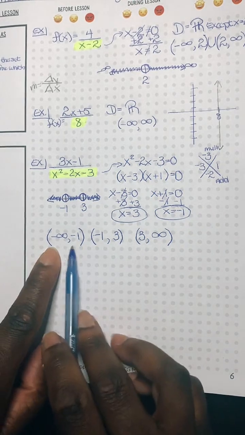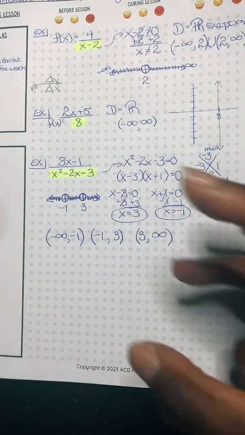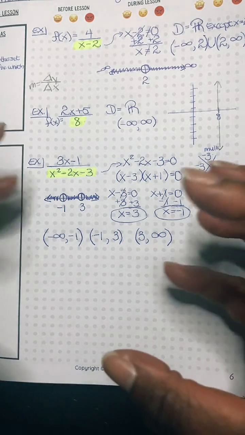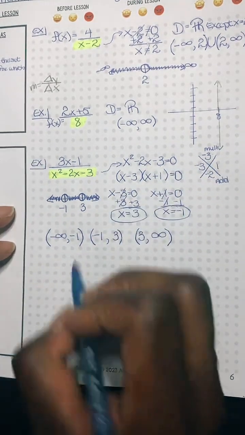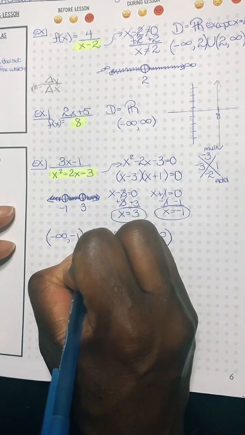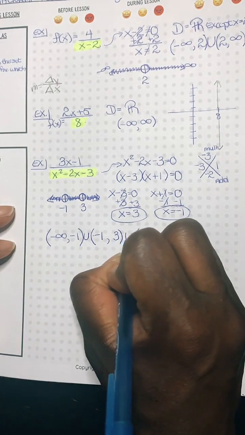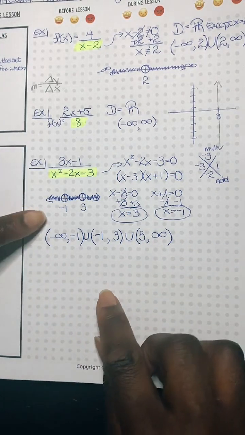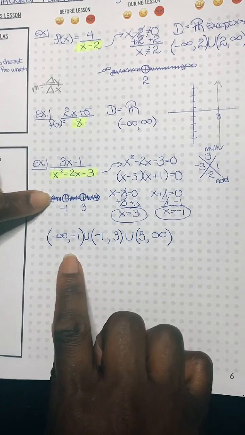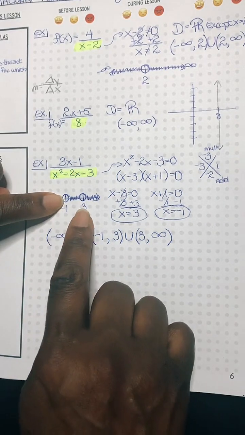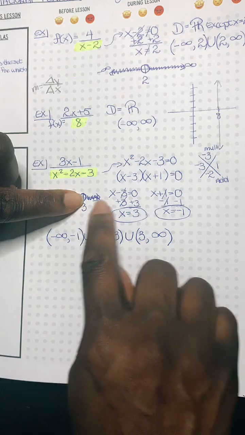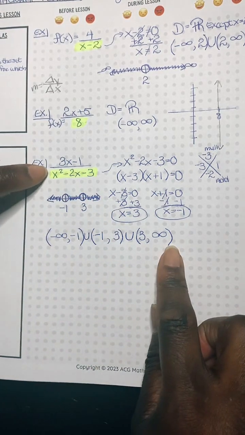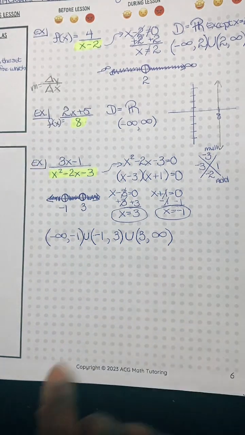Okay, so we have our answers, but we want to join them together. We want to make them into a union. So that's why we use this union symbol that looks like a U, because we want to bring it all together. So we're saying anything less than -1, in between -1 and 3, and greater than 3 will make this into a true statement.